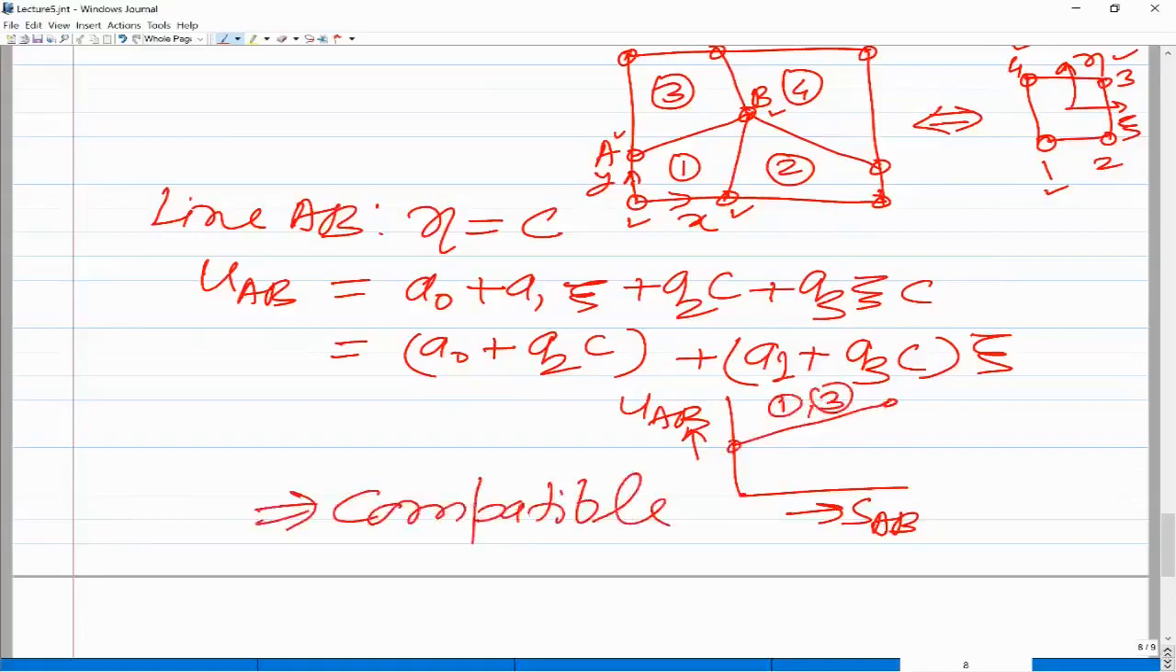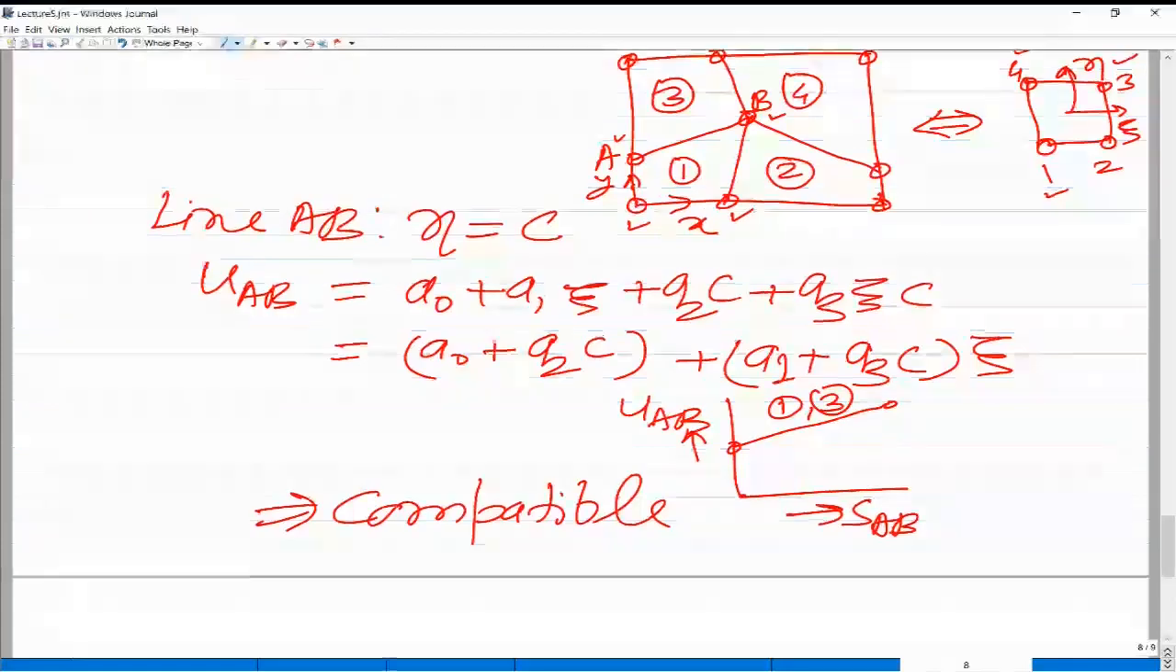Excuse me, sir. Actually, we are mapping a physical coordinate into a natural coordinate system. In the natural coordinate system, we are taking the origin of the coordinate to be at the centroid of the square element. So why are we doing this? Is it for simplicity, or is there some logic behind it?